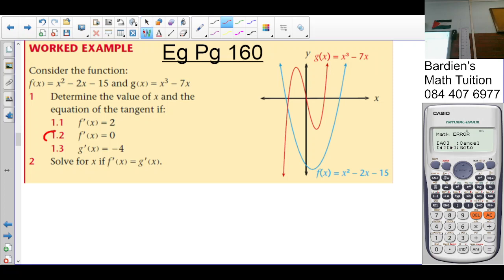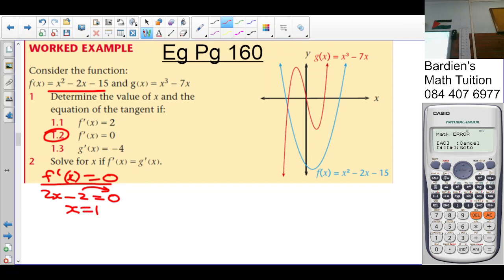Question 1.2. You are told that f prime x is equal to 0. So your derivative is equal to 0. When is your first derivative equal to 0? Yes, well done. It has to do with the turning point. So your first derivative, which is 2x minus 2, is equal to 0. Take that over, so 2x is equal to 2, so x is equal to 1.